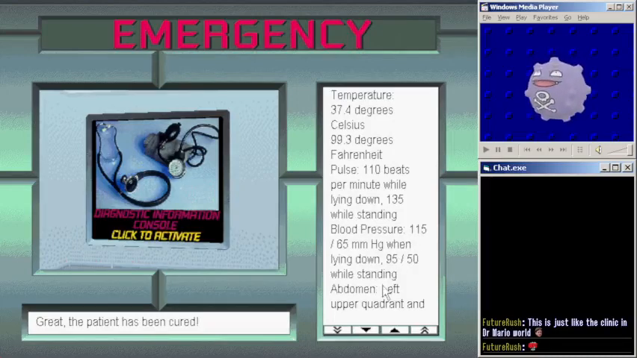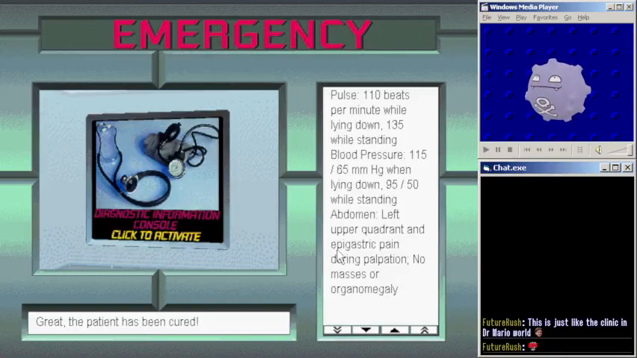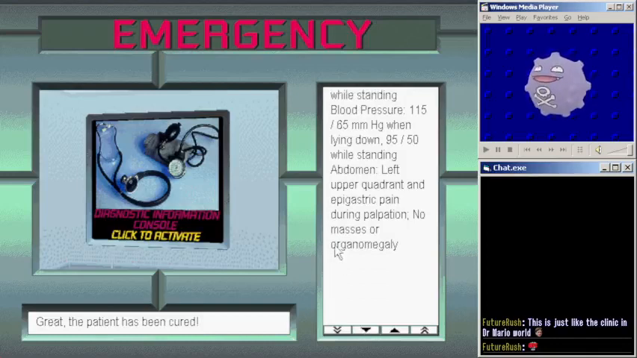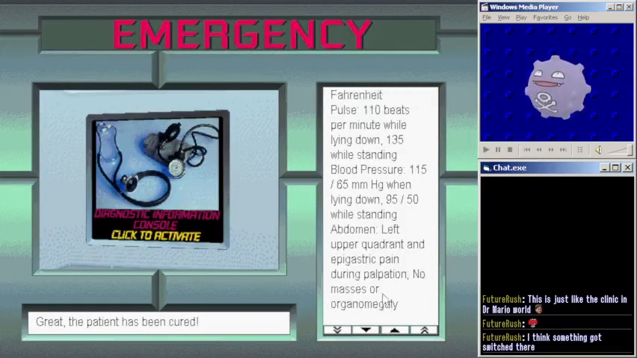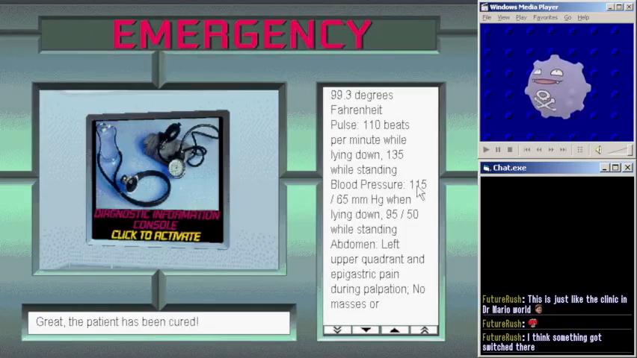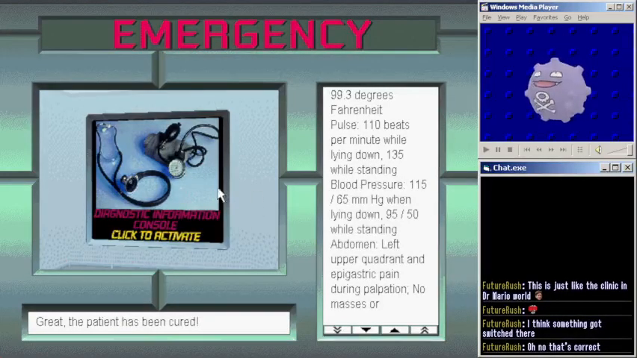It's probably enough of a difference to make you quite dizzy, huh? Abdomen, left upper quadrant and epigastric pain during palpation, no masses, or I think something got switched there. Organomegaly? Let's see, stand up, pressure drops, so heart rate goes up to compensate for the lower blood pressure. Oh no, that's correct. Yeah.